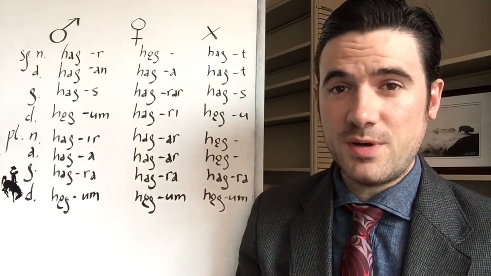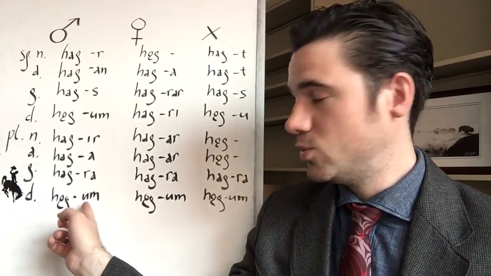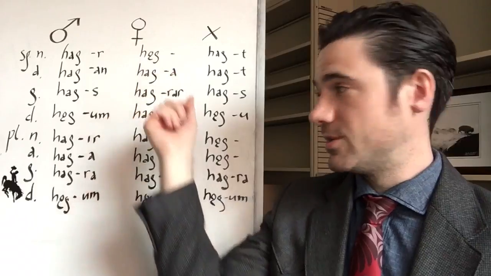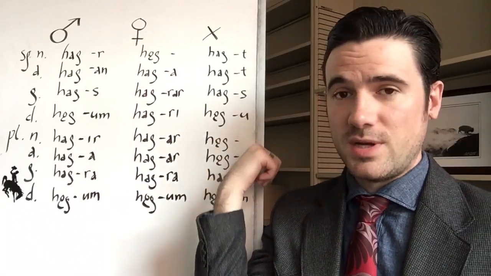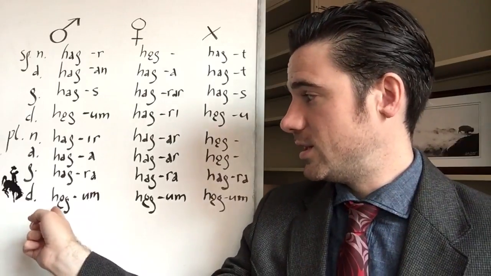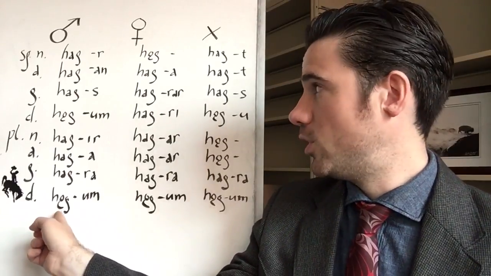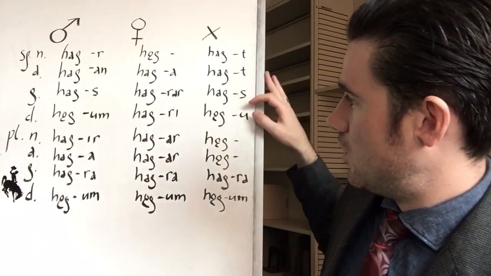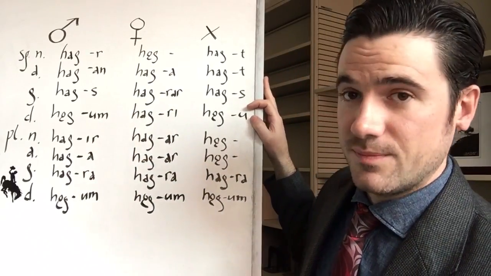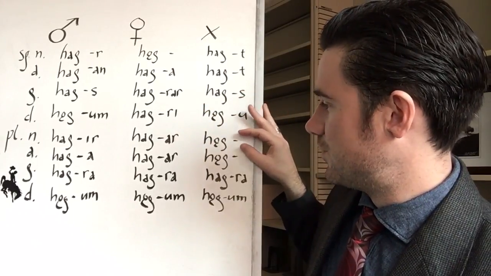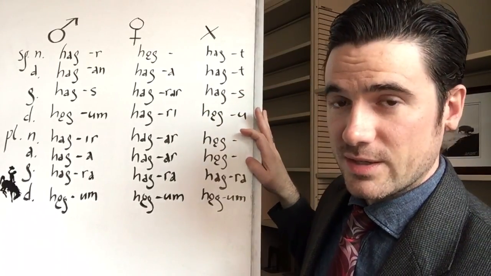But whenever an ending has u in it, or used to have u in it, like the feminine nominative singular or the neuter nominative and accusative plural, you're going to have u-umlaut. In other words, that a is going to turn into a hooked o. Högum, not hagum. Hög, not hag. Högu, not hagu. Högum, not hagum. I think I said that. And then hög, not hag.